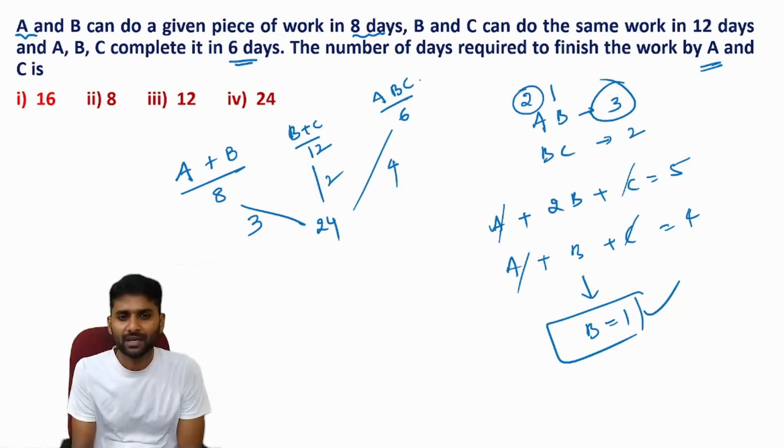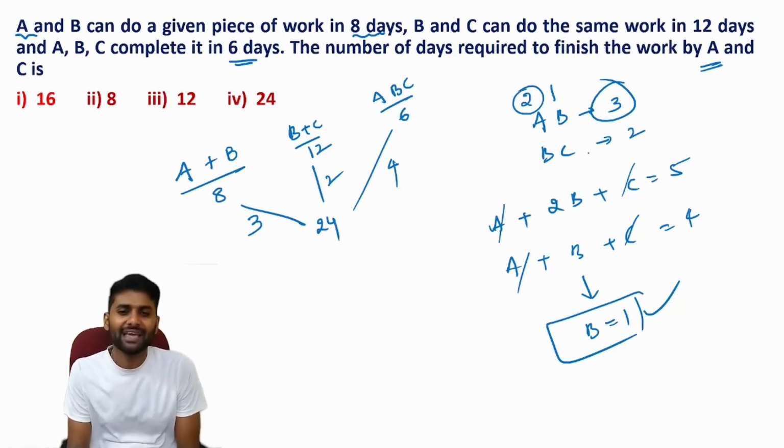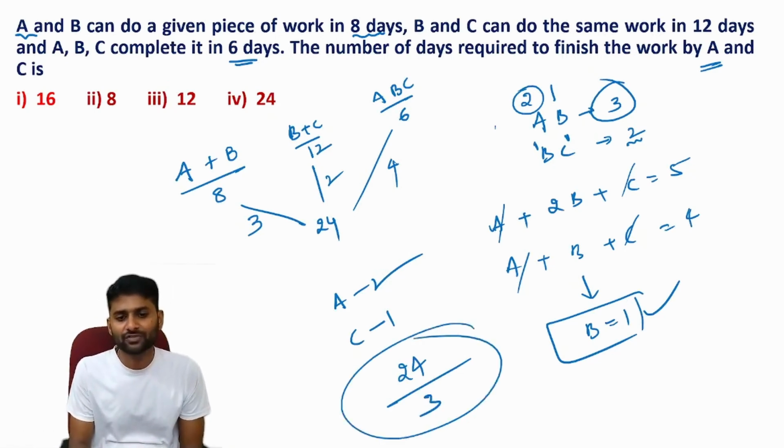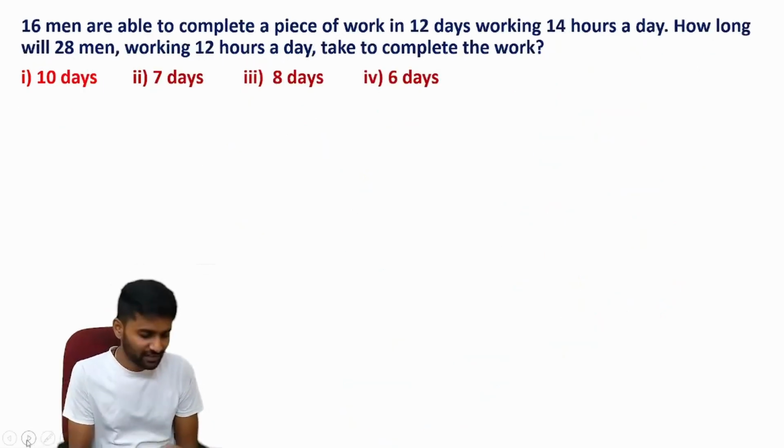Here the question. The number of days required to finish the work by A and C together. Now see, in these 2 units, if B is 1 unit, definitely C is also 1 unit. If A efficiency is 2 units, C efficiency 1 unit, we are going to complete the 24 units by placing A and C together. If A and C work together, they will complete 3 units per day. So for 24 units, it takes exactly 8 days. Let's find this question.